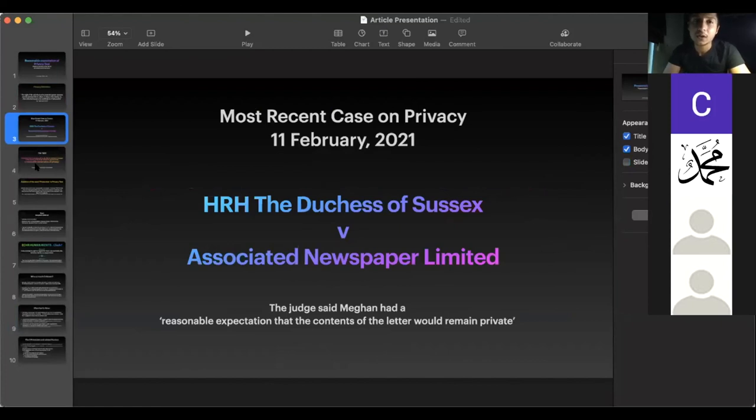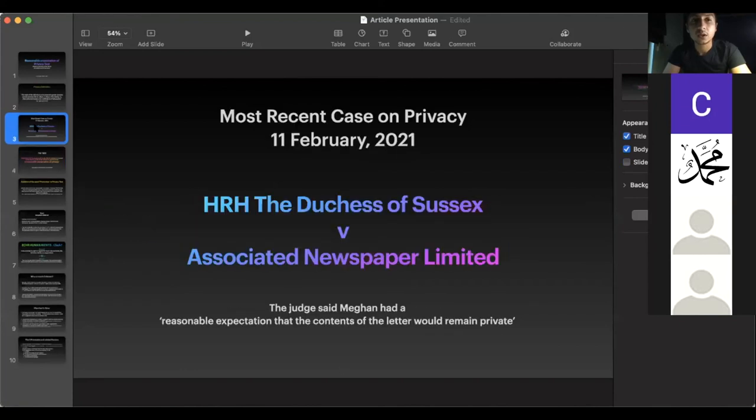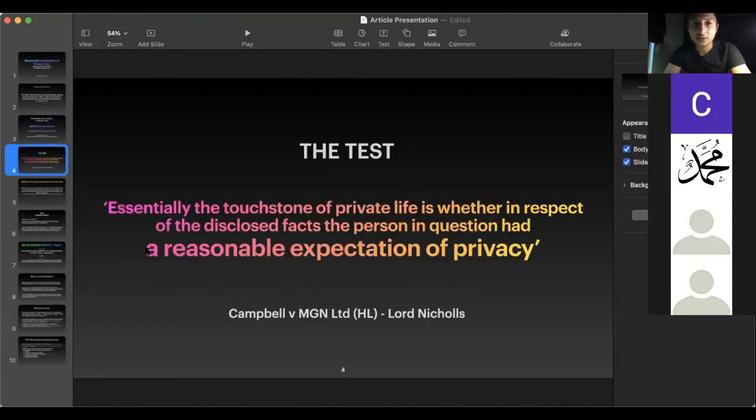It's a very interesting case, because the judge in this case gave the preliminary judgment, a written judgment, and they did not hold the hearing as such. And the defendant's argument in this case was also very interesting. So this is the test. The test is only this one, that the person in question had a reasonable expectation of privacy. This is in the case of Campbell.